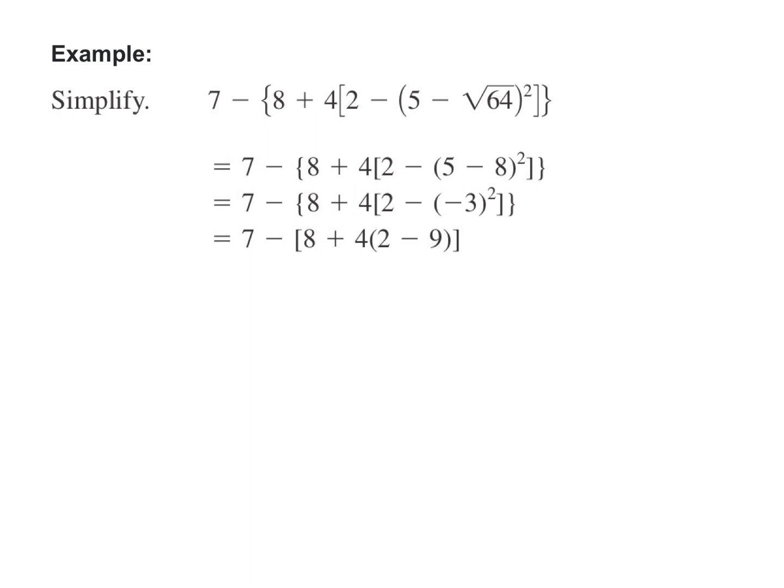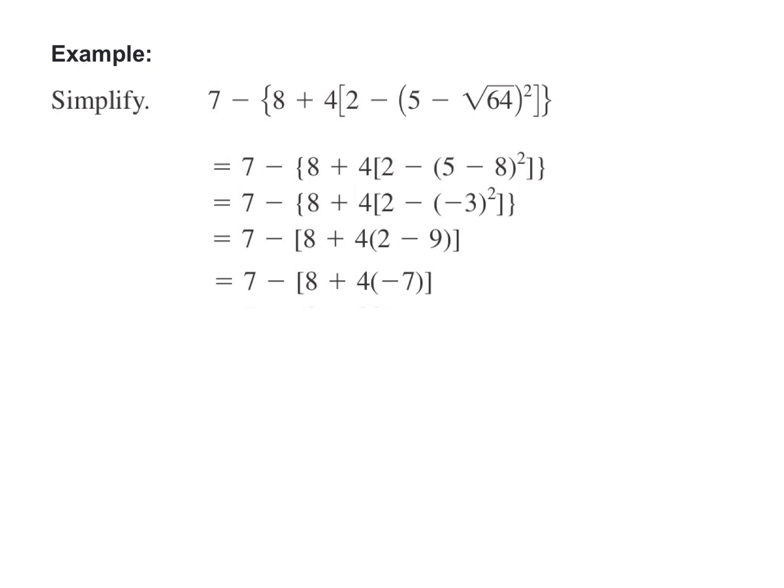Those should all be brackets. Interesting. This really should be a brace and a bracket and a bracket and a brace. I don't know why they changed them. Oh well, it's fine. 2 minus 9 is negative 7. Now I have inside these brackets, which should actually be braces, 8 plus 4 times negative 7.